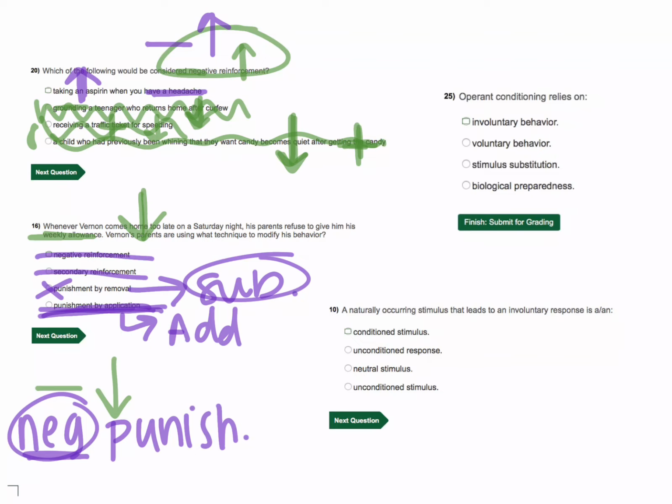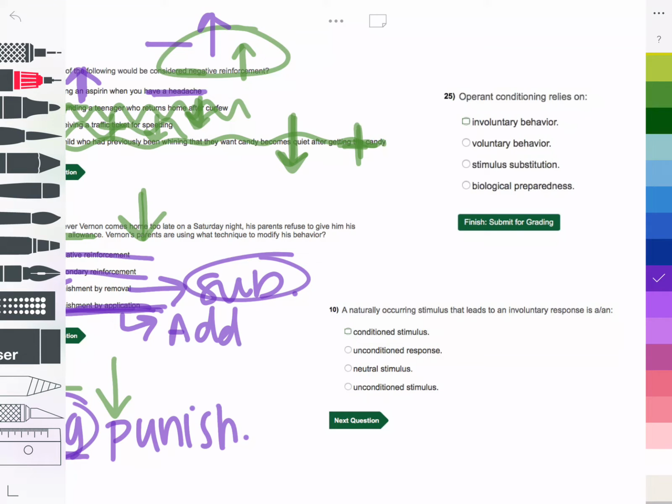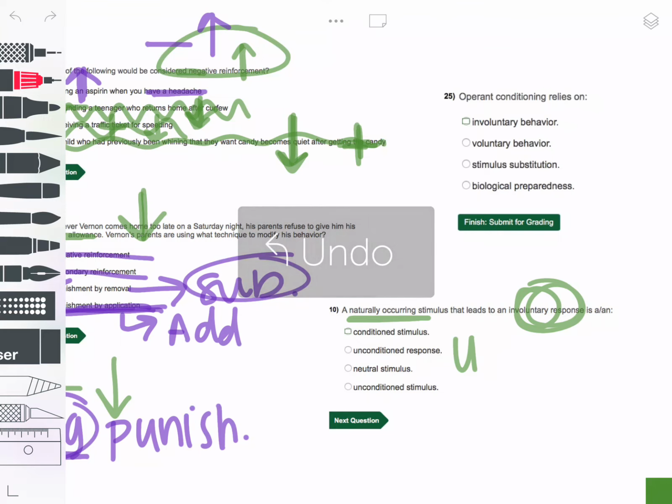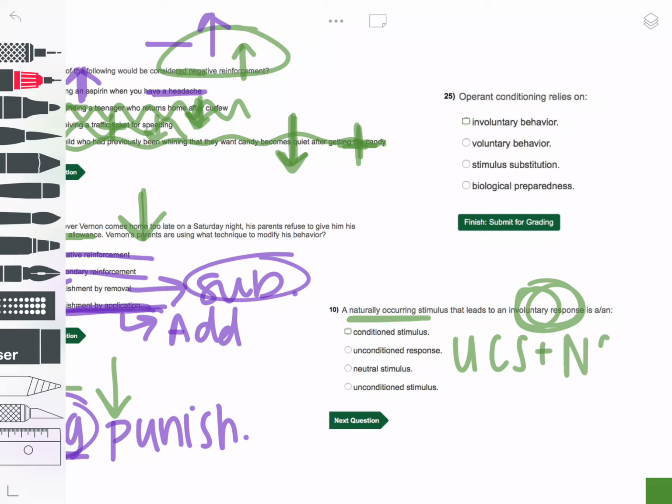All right, and then we'll move over to number 10 on the bottom here. It says a naturally occurring stimulus leads to an involuntary response. Whenever I get stuck on these kinds of questions, I go back to writing out that equation, so to speak. So I know off the bat, I'm going to have some kind of unconditioned stimulus, and there's a neutral stimulus, and an unconditioned response.